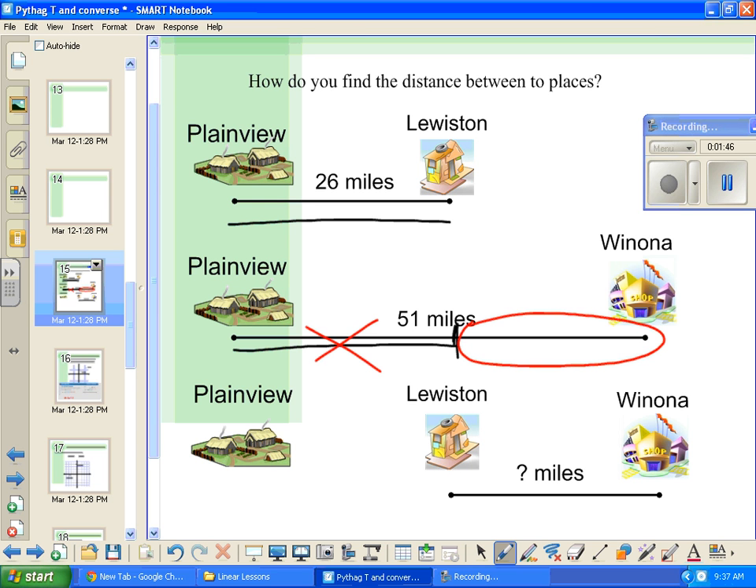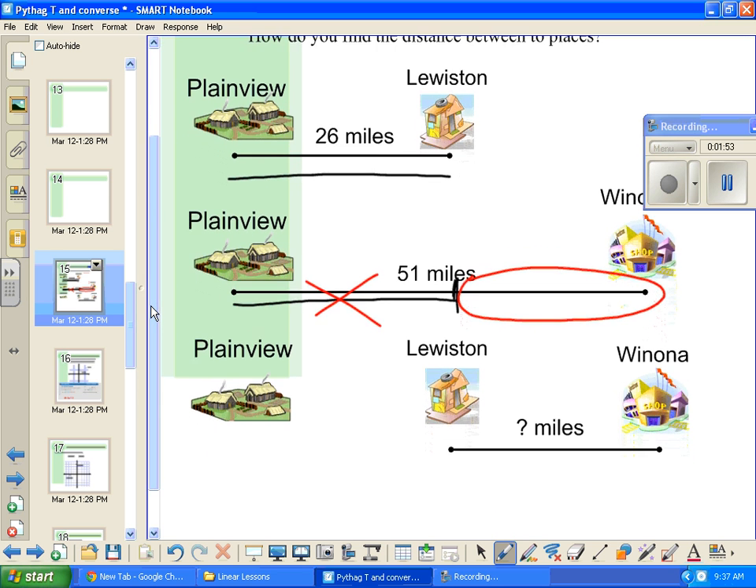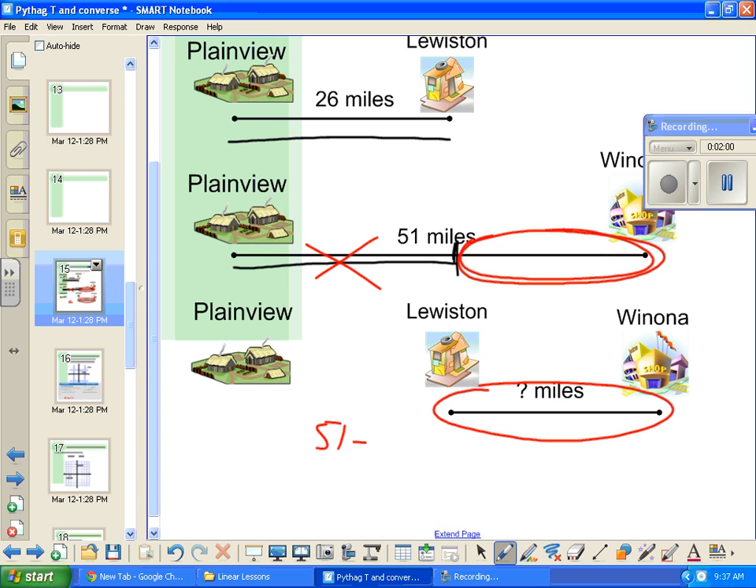Well, it's just kind of by cutting that distance out. Or in terms of using the numbers, it'd be like subtracting. If I take 51 minus 26, that'll tell me what's left over, which should be this distance right here between Winona and Lewiston. So if you have some kind of point of reference, like in this case Plainview, and you know how far apart 2 cities are from Plainview. I know that they're 51 miles apart and 26 miles apart, or away from Plainview, the point of reference. By subtracting those, you can figure out how far apart those 2 cities are from each other.